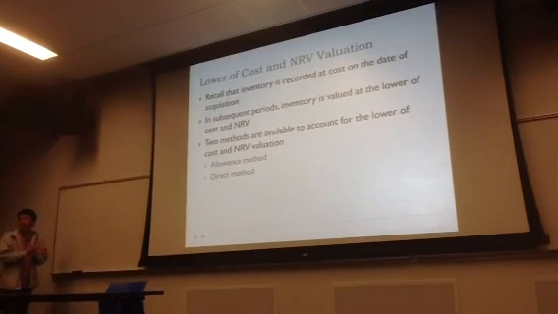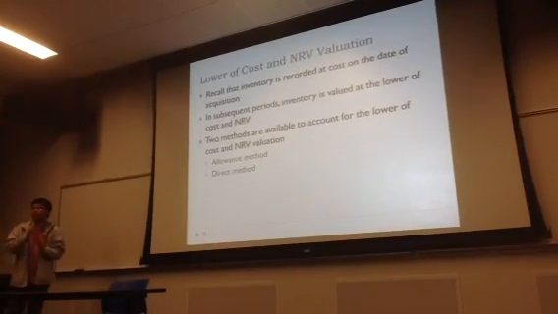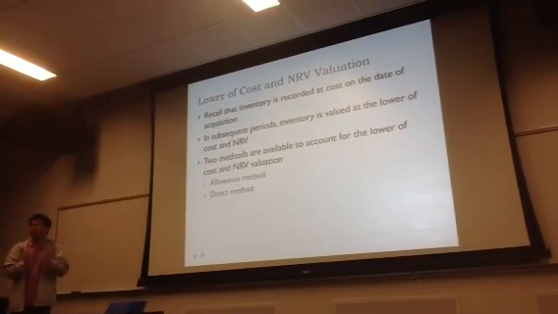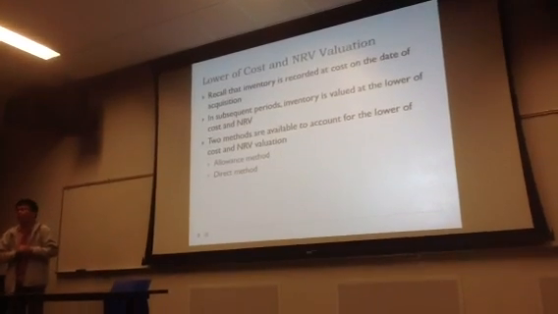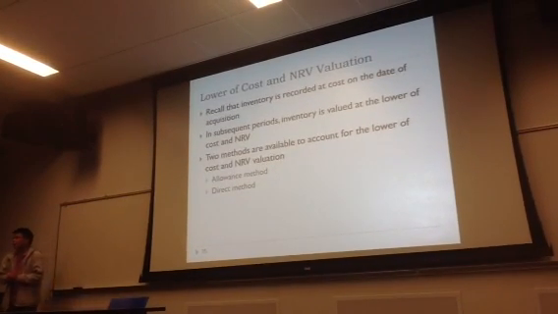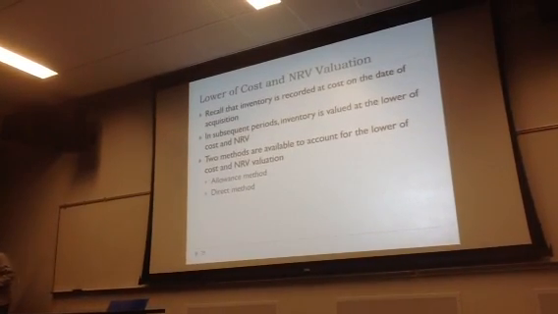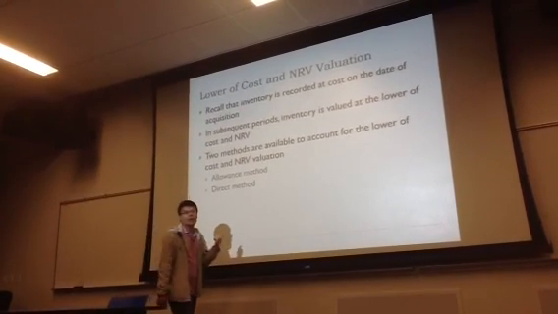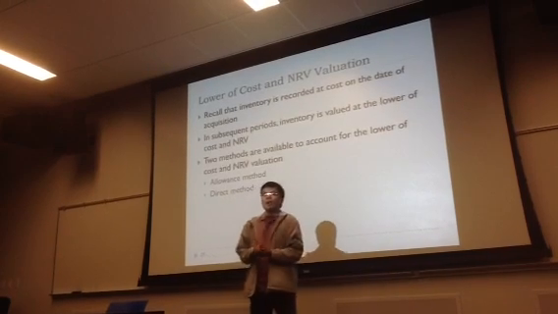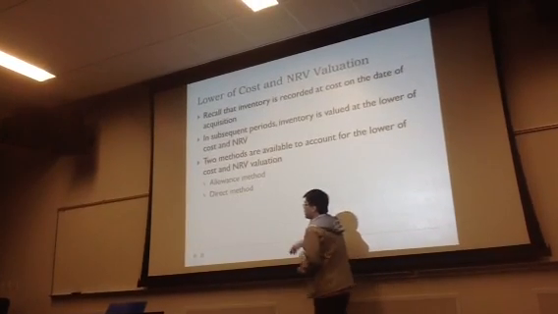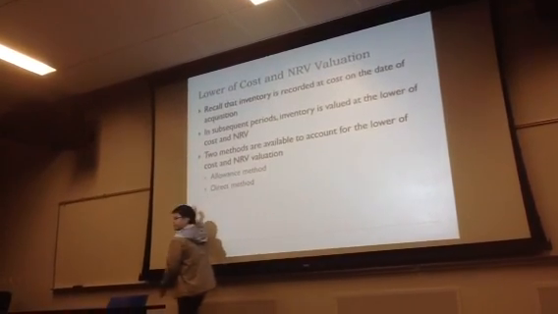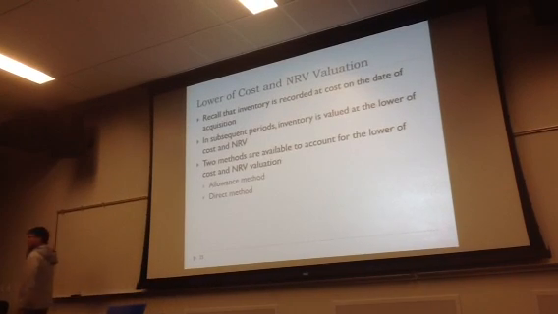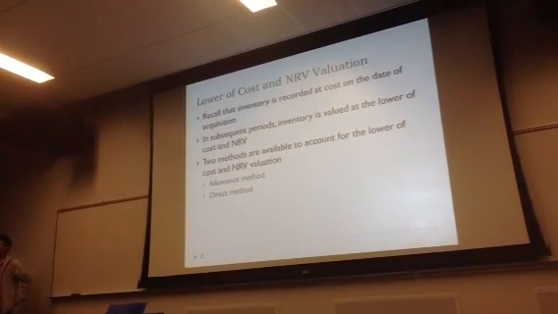We did talk about that, and we were just saying that we take the lower of the two and use that as the inventory cost on our balance sheet. But how exactly do we do this? There are two methods available to account for this valuation: the direct method and the allowance method. The company is free to use either of the two.